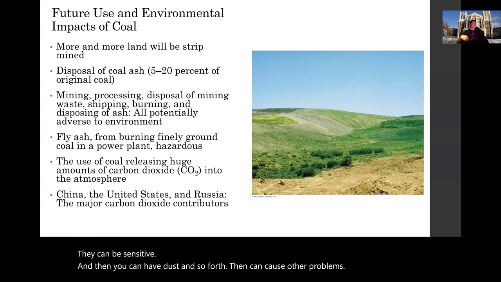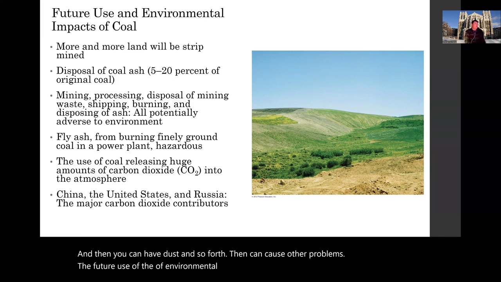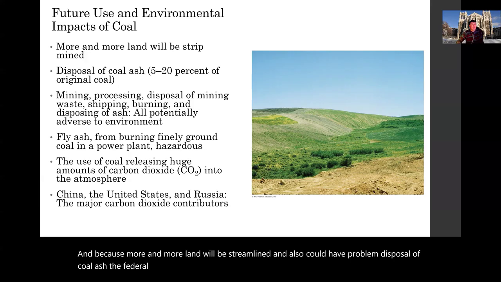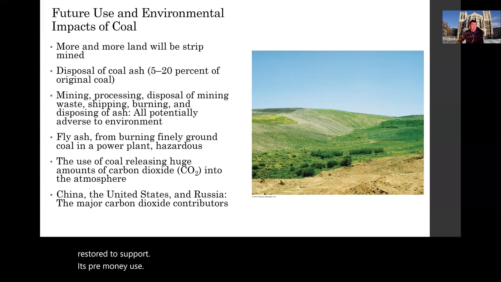The future use of coal has environmental impacts, because more and more land will be strip mined, and there could also be problems with disposal of coal ash. The federal guidelines say that all strip mining of coal in the United States has to be restored to support its pre-mining use. Restoration includes disposing of waste, contouring the land, and replacing vegetation.